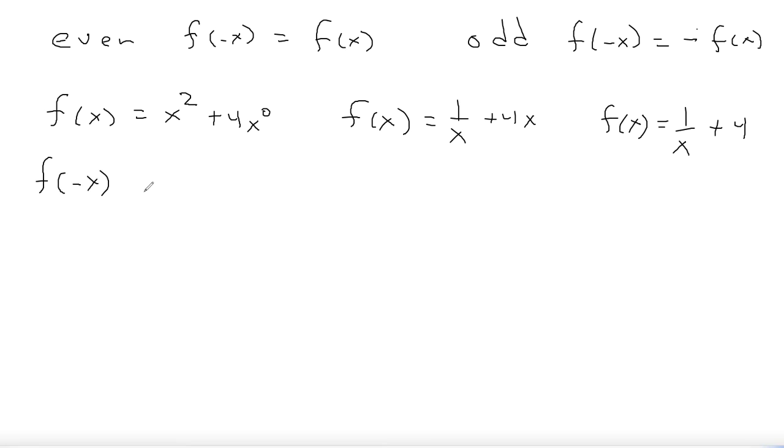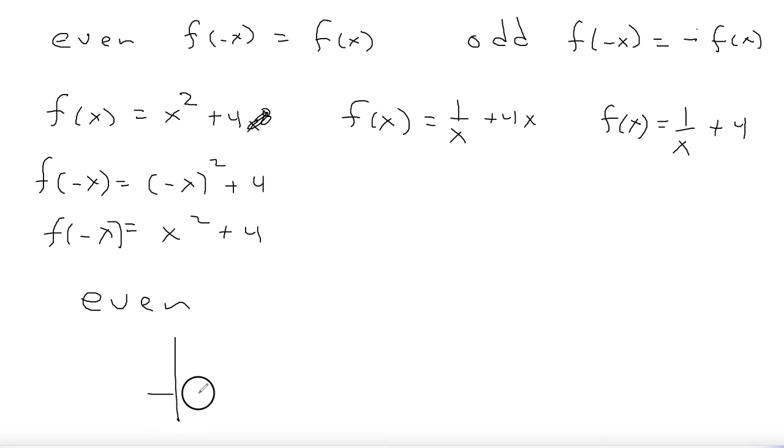So f of negative x would be negative x, common quantity, squared plus 4. And then when I square that, I get x squared plus 4 again. So I'll get rid of that little x to the 0 so it's not confusing. If you notice, f of x is x squared plus 4, and f of negative x is still x squared plus 4. So that makes that one even.